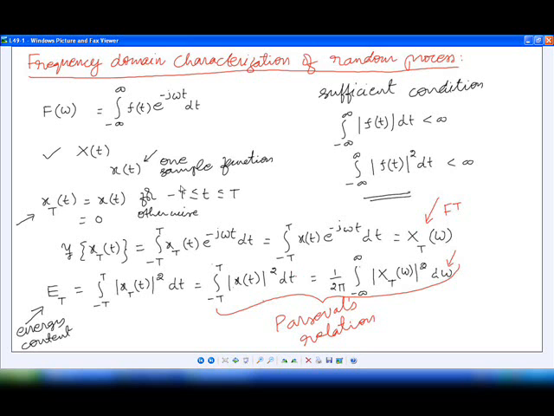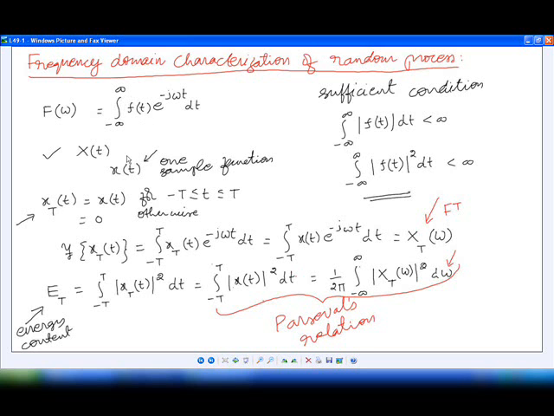In the previous class, we considered frequency domain characterization of the random process. For that purpose, we considered the Fourier transform of a function f of t, which is given as integral minus infinity to plus infinity f of t e power minus j omega t dt. The Fourier transform of this particular function f of t exists when this condition is satisfied, or this is the sufficient condition for existence of the Fourier transform of f of t.